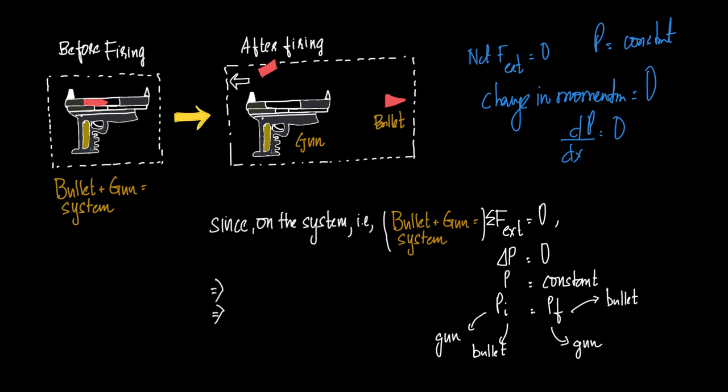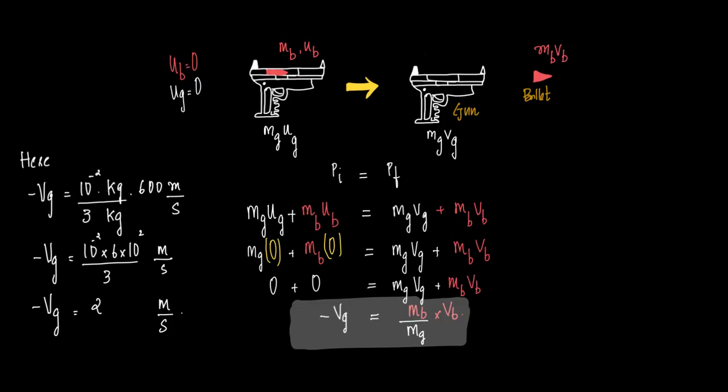Okay, now let's write down this equation. So this is the initial condition. For clarity, let us write down this also. So this is the initial condition and this is the final condition. Now Pi is equal to Pf. Now Pi will have two components, one for the gun and the other for the bullet. So this component here represents the conservation of momentum for the gun, and this one represents the conservation for the bullet. Again, the same logic. We have this for the gun and this for the bullet.